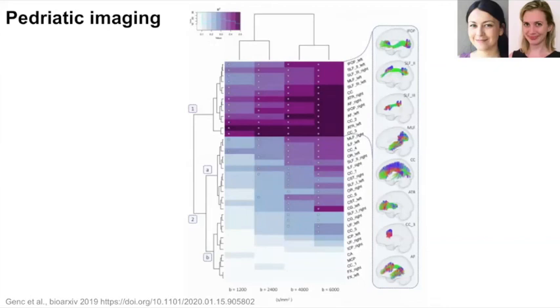What happens in the cerebellum? Oh, we didn't look at the cerebellum here, but we have the data, so it would be interesting.